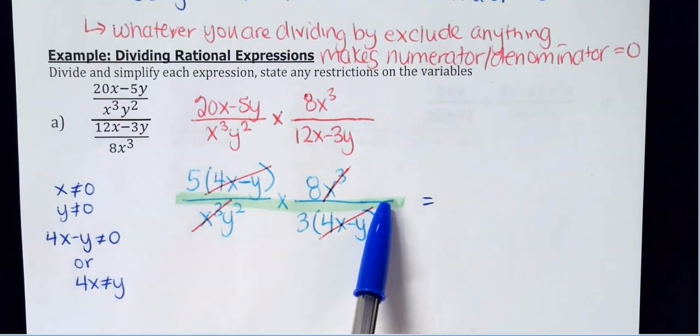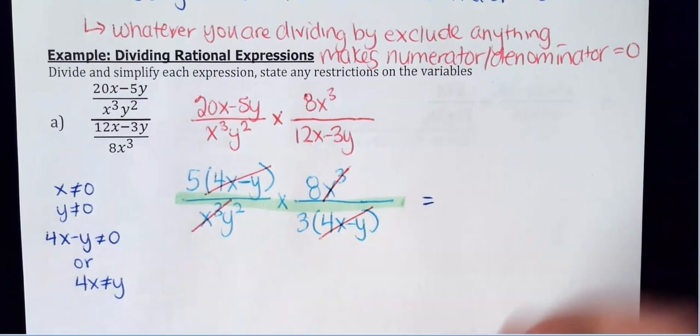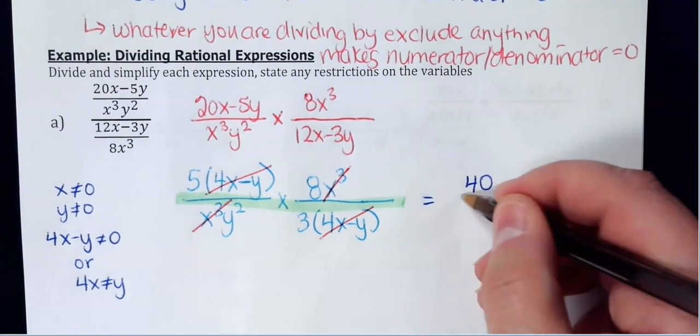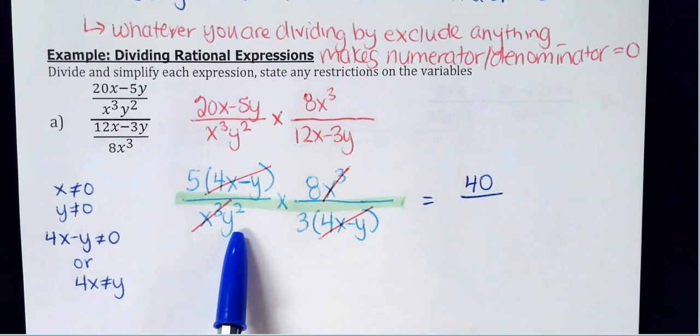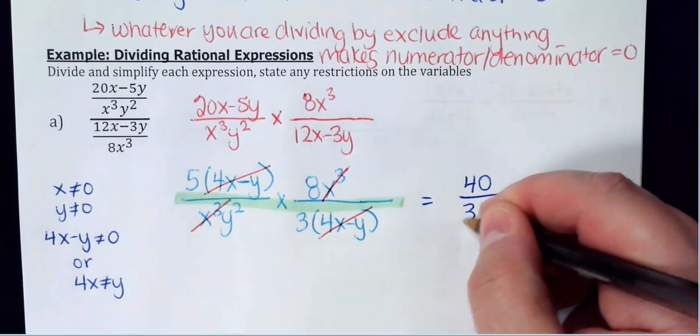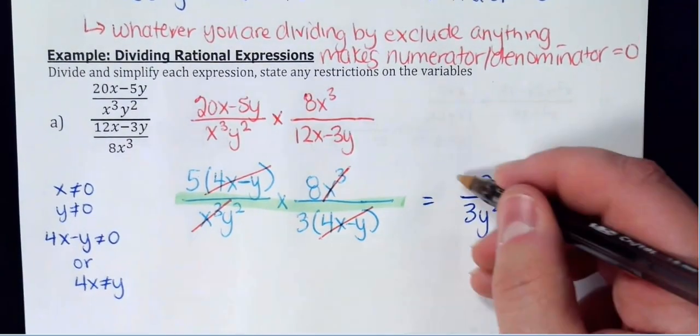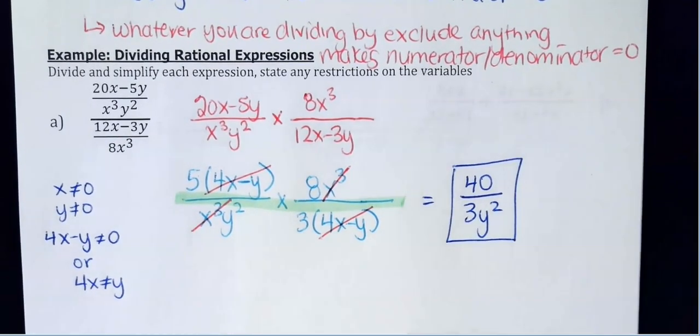This is being multiplied, so I'm literally going to do 5 times 8, so that's 40. And then on the bottom, I had a y to the second and a 3. And that's all we've got. We can't reduce 40 over 3, so that's going to be our answer for that question. Does anybody have any questions?